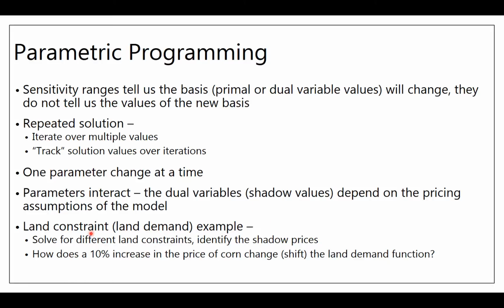So the example would be, if you have a land constraint that you're measuring land demand on, what we did in assignment 4, solve for different values of the land constraint, get the shadow prices, and we might be interested in how an output price, or an output policy that causes a 10% increase in the price of corn, changes this. How does that shift the demand function for land? That might be very important for us to know, especially if we're using these parametric functions, the parametric land demand function, to extend some other work, some policy work, or some kind of policy model.